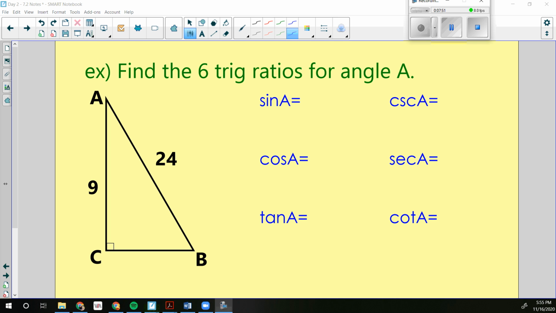All right, I want to do it again. This time, find the 6 trig ratios for angle A. Angle A, I'm just going to put my theta up here in angle A. And again, I'm going to pause it and find this side down here. I'm going to call this little a. And I'll use the Pythagorean theorem to find that. So I'll pause it. You guys may pause too and find it on your own.